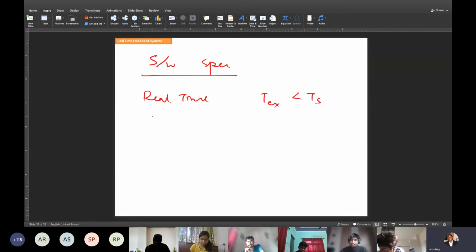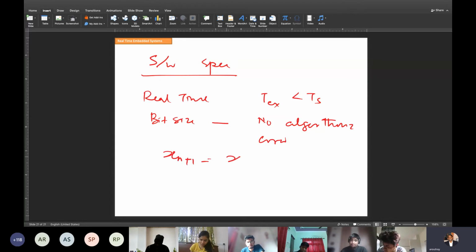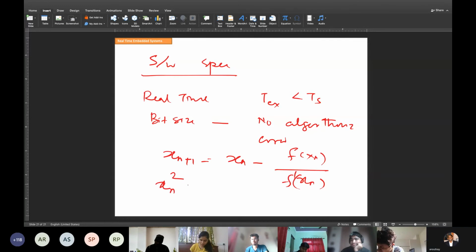Then what? Bit size should match so that there is no algorithmic error. For example, the algorithm for square root: x of n plus 1 is equal to x of n minus f of xn divided by f dash xn. For square root, x square minus a is equal to 0. Given a, find xn.